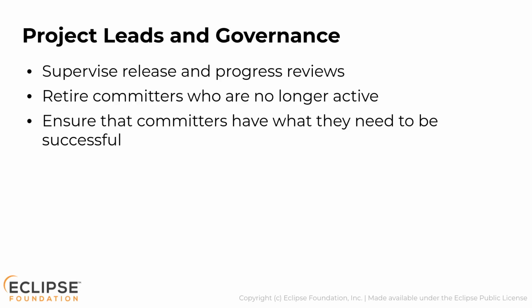Project leads have the ability to retire committers. This is a power that must be used responsibly. The project lead needs to be able to support their decision to retire a committer. As a best practice, the project lead should give committers reasonable opportunity to retain their status and, should the decision be made to retire, committer retirements should be announced on the project's mailing list.